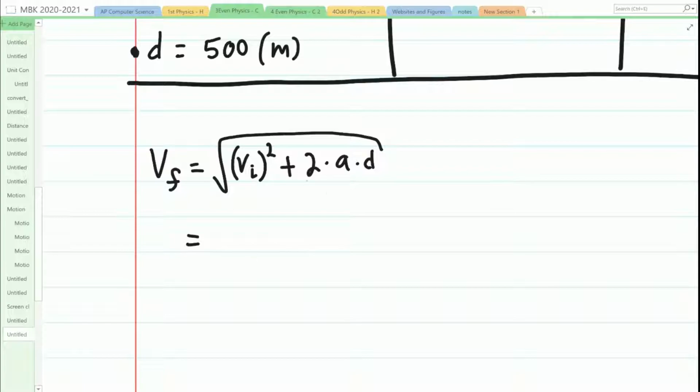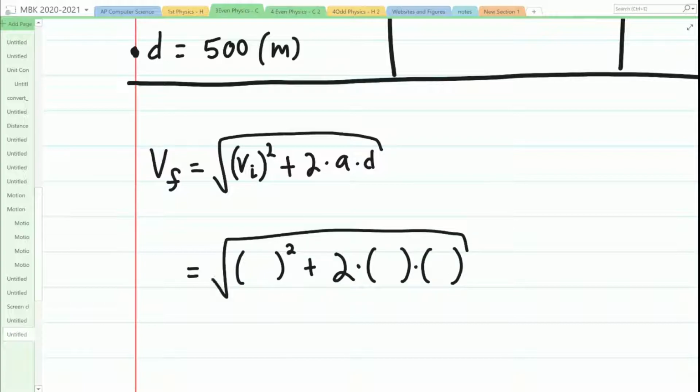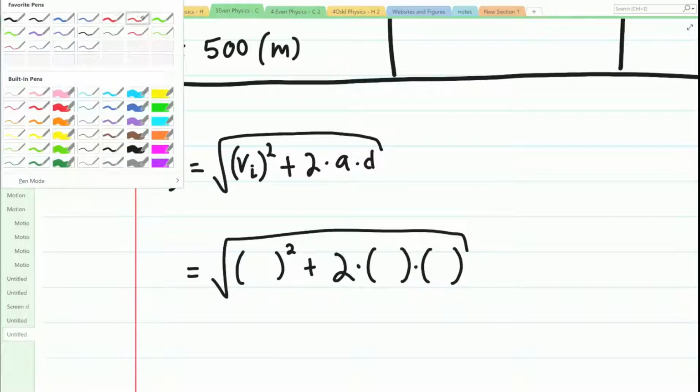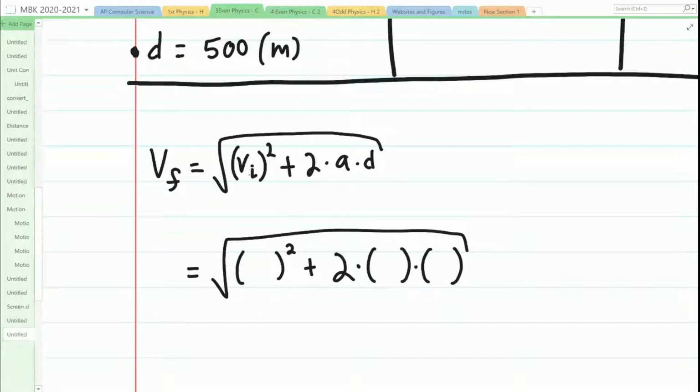So once we get our equation rewritten, I'm going to leave open parentheses wherever my variables are: v sub i, a, and d. I'm just going to put empty parentheses there as placeholders, that way I know that I'm not messing anything up. And then I'm going to plug in my values. So v sub i.